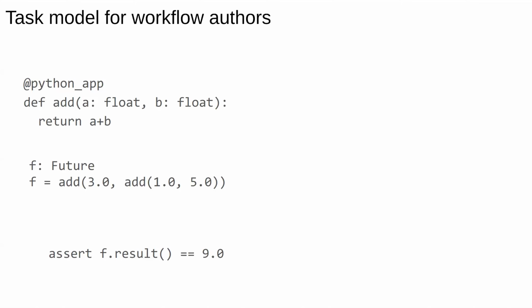And hopefully that result will pass 5, 6, 7, 8, 9. Okay. So that's what a workflow looks like for workflow authors. That's how you submit a task. That's how you see the result.